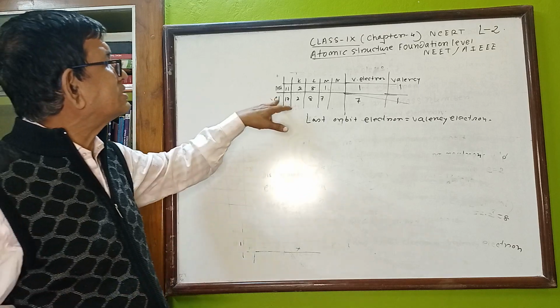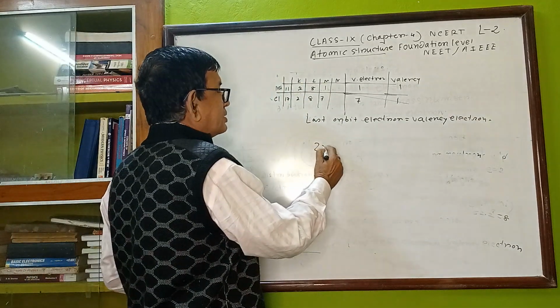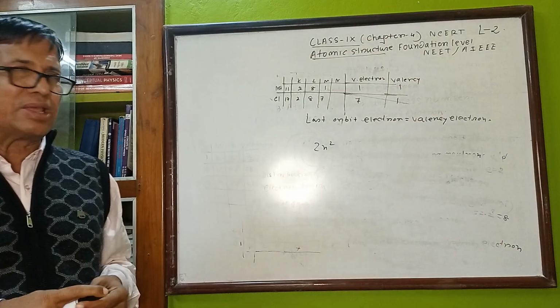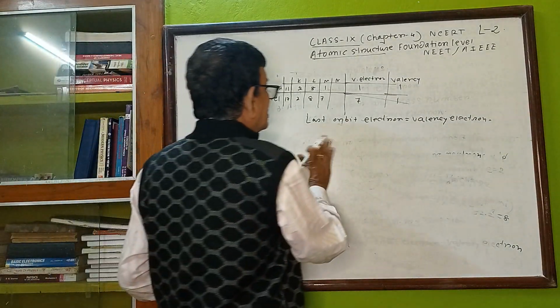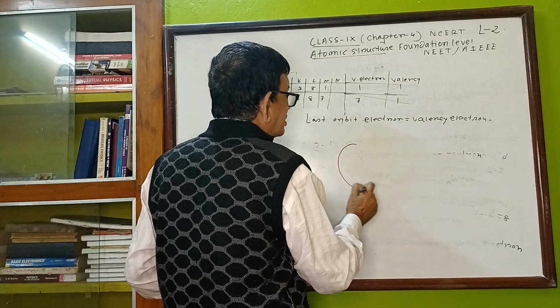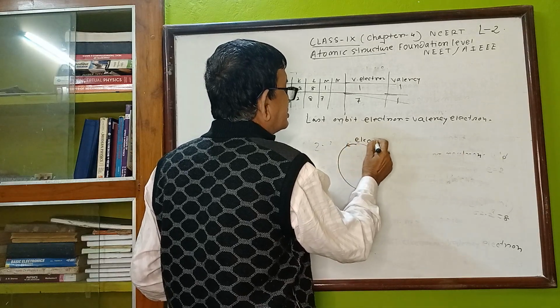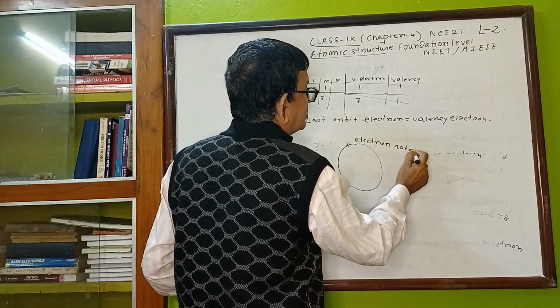Now, the last orbit electrons. I have given you the concept of the distribution of electrons, that is the 2n square formula. Then I told you about valency and valence electrons. Now another question arises: how are electrons balanced in a particular orbit? Suppose electrons are revolving, rotating.